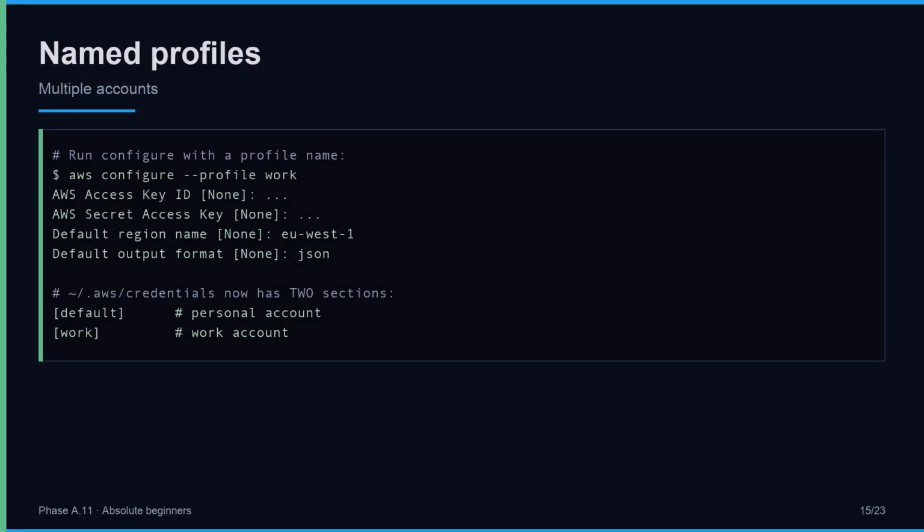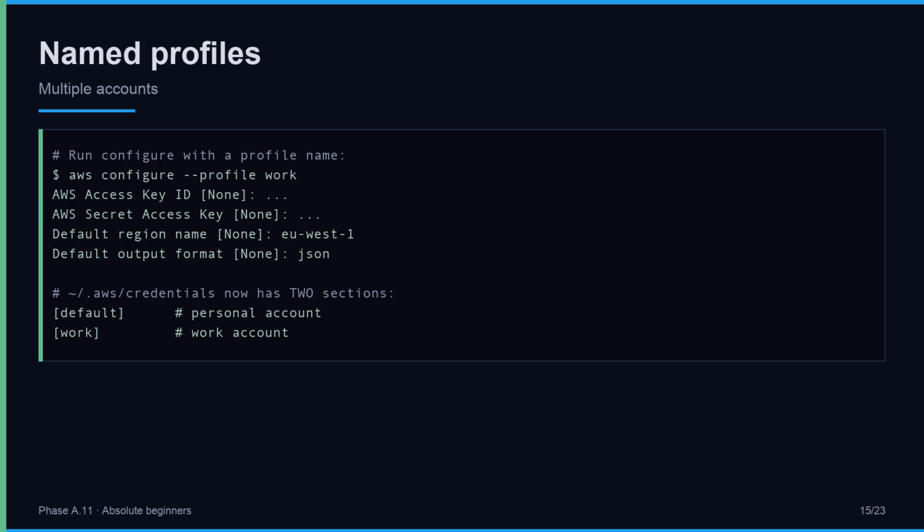You can store credentials for more than one account. Run AWS configure profile work to create a second profile called work. Answer the same 4 questions, but this time with the keys from your work account. Now your credentials file has 2 sections, default for your personal account, and work for your work account. This is how consultants and engineers switch between clients without rerunning configure each time. You set it up once, then choose the profile when you run a command.